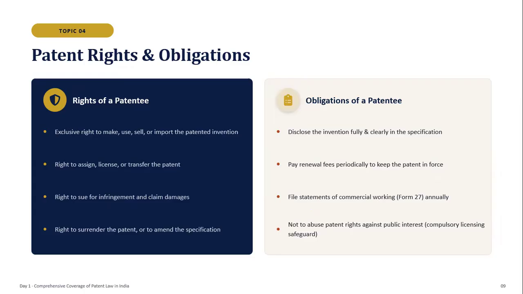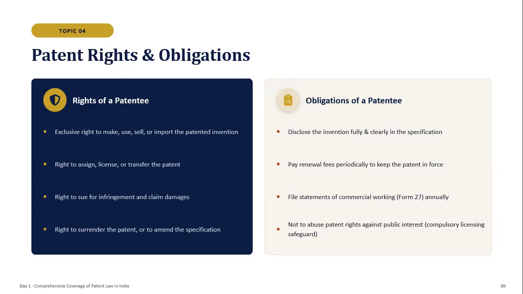The patentee may also surrender the patent or seek amendment of the specification in accordance with applicable provisions. However, patent rights are accompanied by important obligations. The invention must be fully and clearly disclosed in the specification. The required renewal fees must be paid periodically to maintain the patent in force. The patentee must also comply with requirements concerning statements of commercial working, including Form 27.